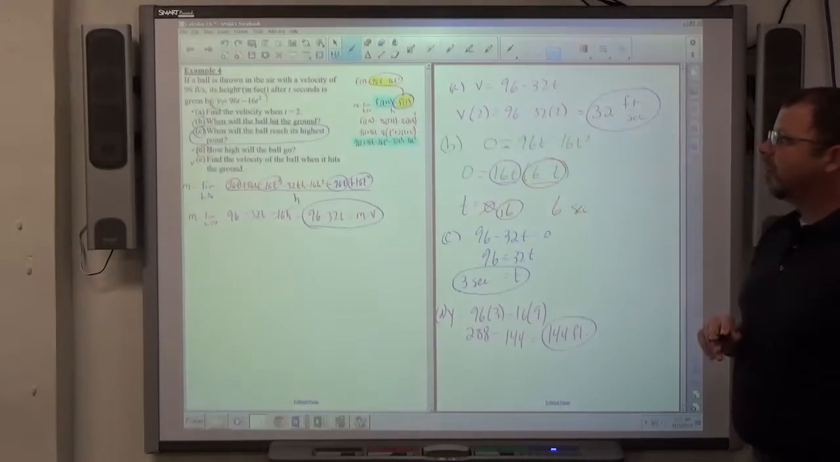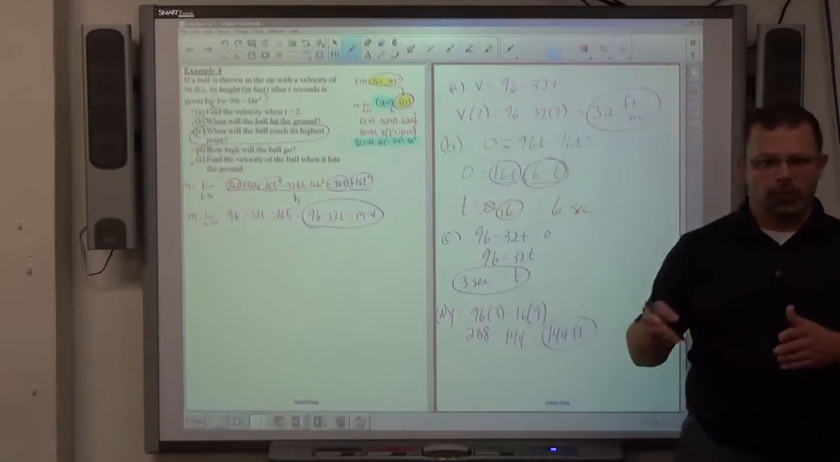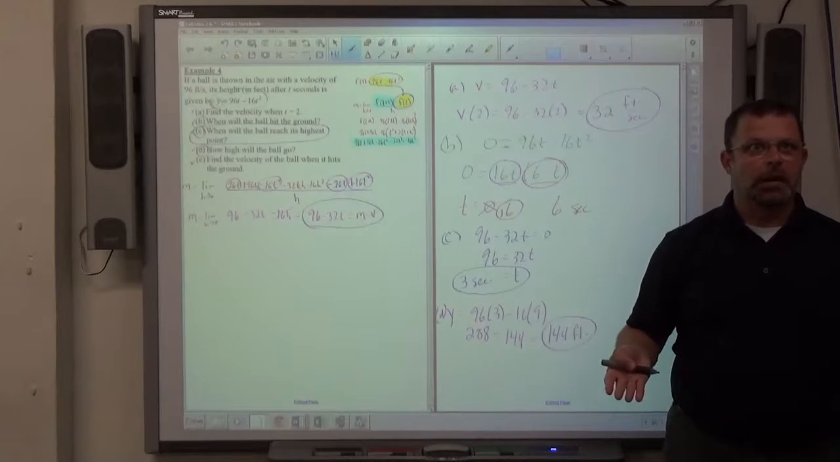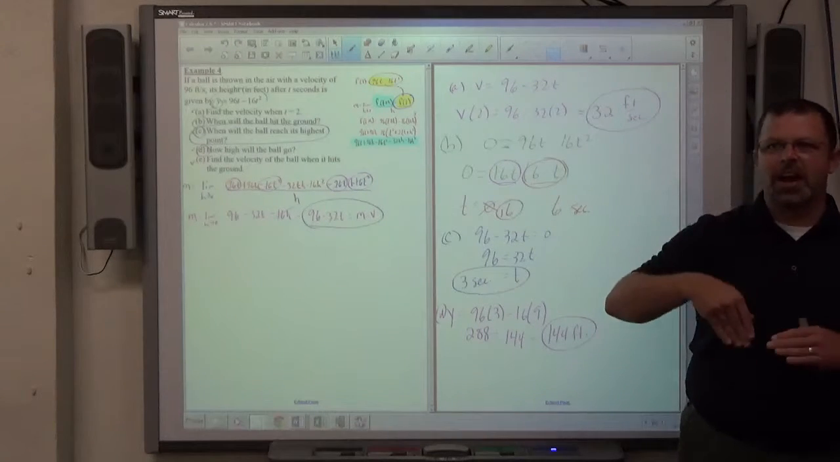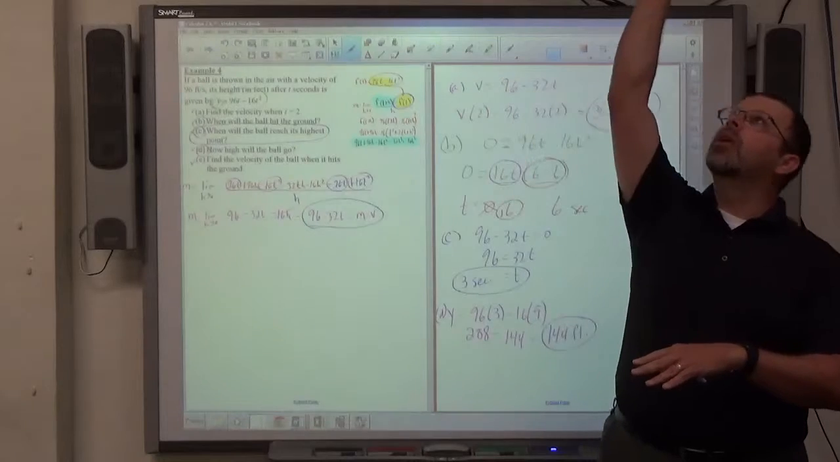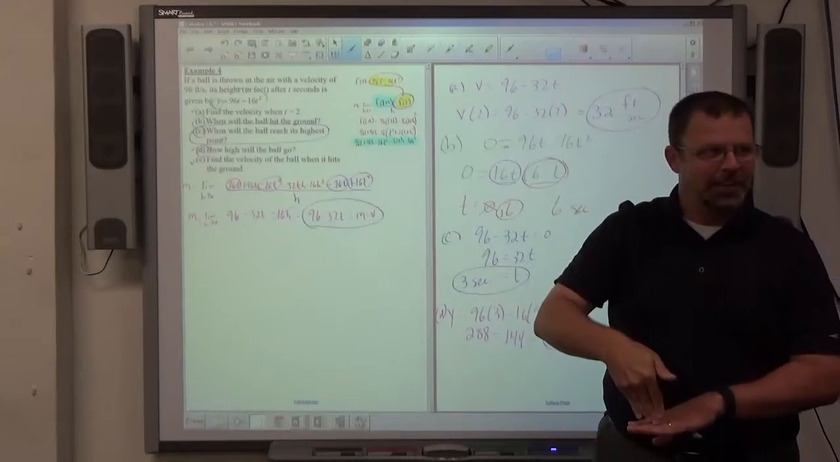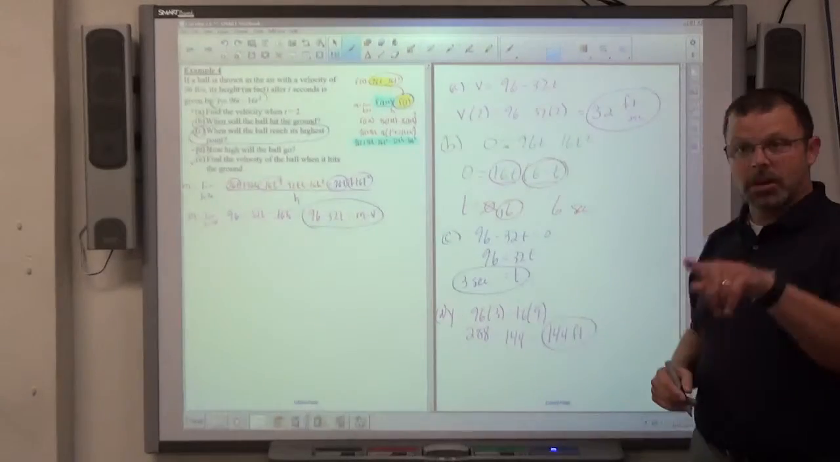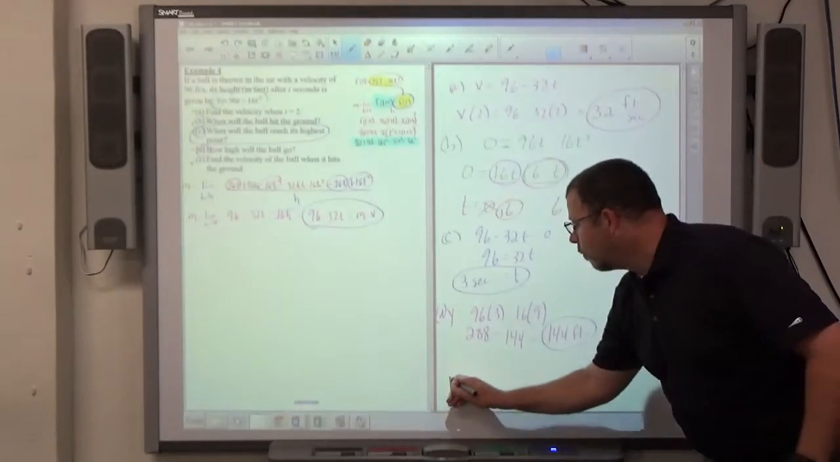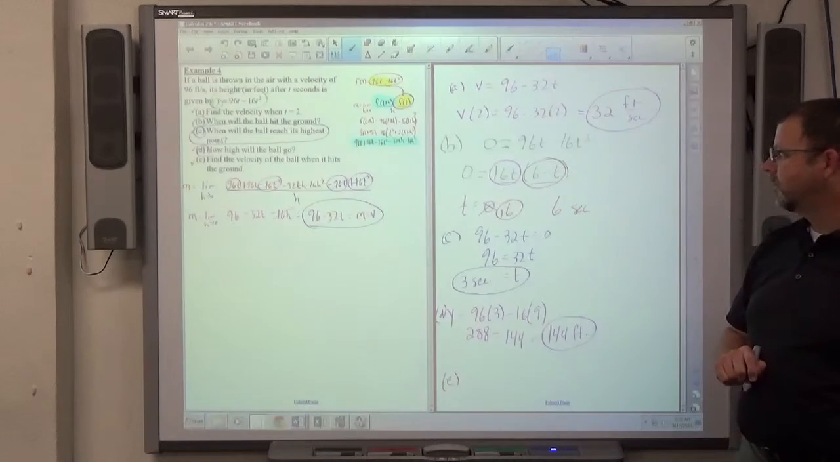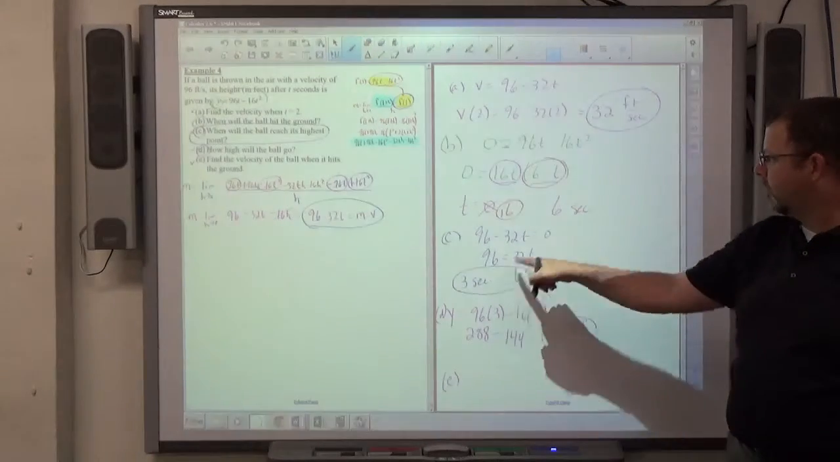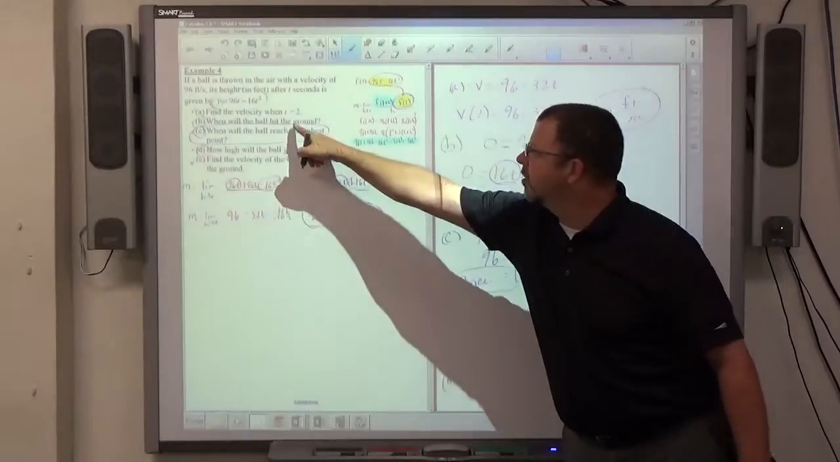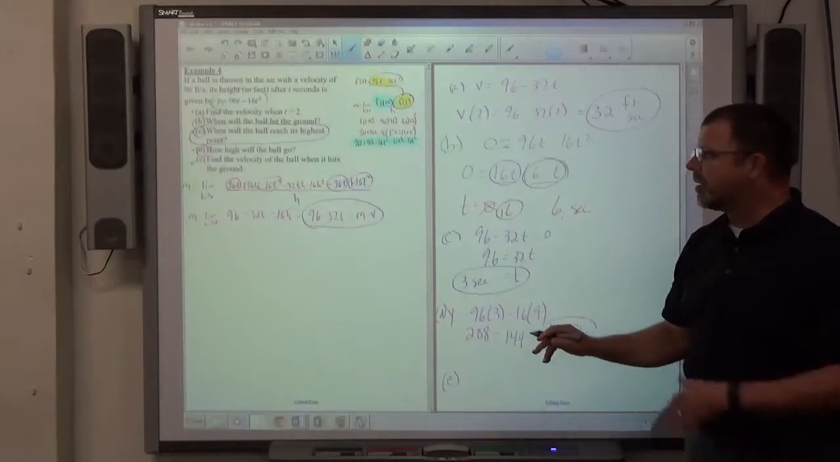Part E, find the velocity of the ball when it hits the ground. This gets back to what Tyler mentioned earlier. When it hits the ground, what's its speed? Not 0. As it's hitting the ground, as it's making contact. It got thrown up in the air, and it's coming down, and as it's making contact with the ground, it's going pretty fast. Its height is going to be 0, but its velocity is what we don't know. When does it hit the ground? It's 6 seconds. We already answered that question. So we want to know the velocity at 6 seconds.